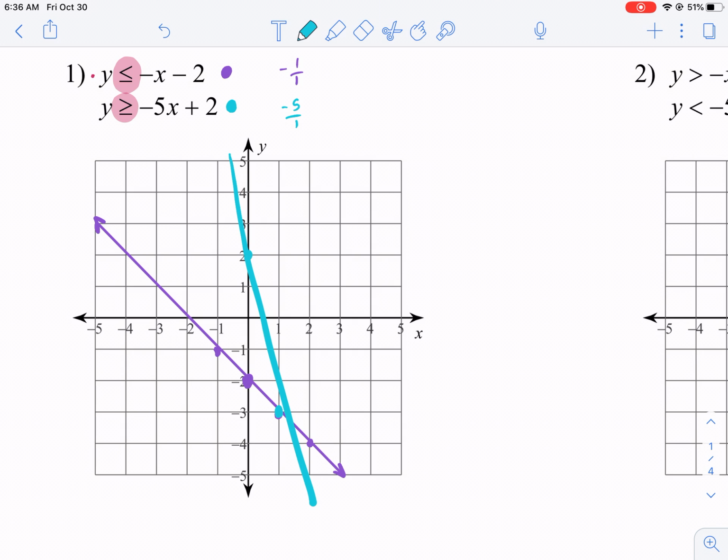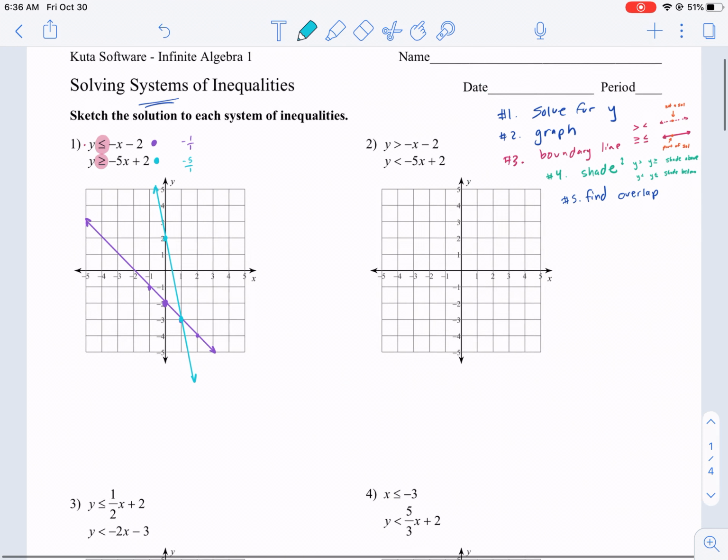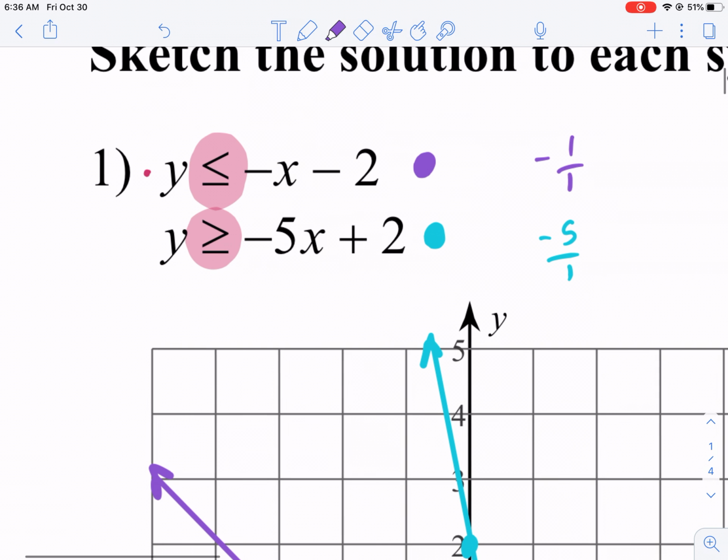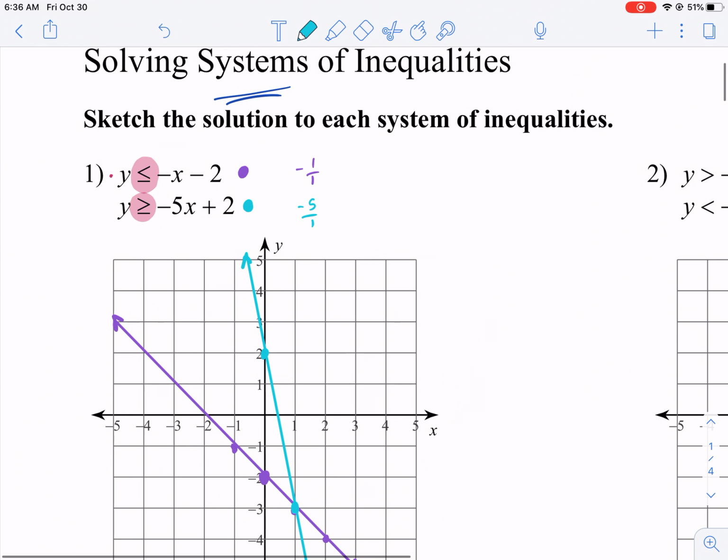I'm going to try my best to make it cross. That's pretty darn good. Okay, so we have solid lines for both, and now we are on to the shading. With shading, let me start with the purple one. We see that we are less than or equal to. That means we are going to shade below. Oh, so we had a solid line for this one, and we're going to shade below.